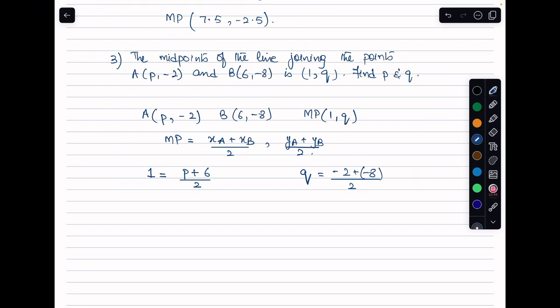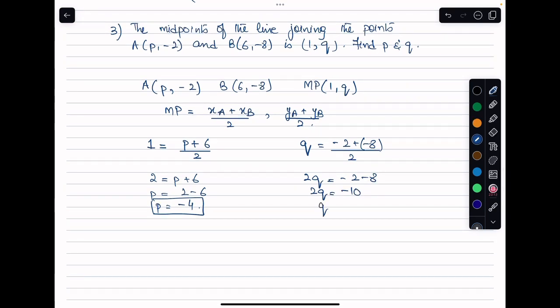So it's just now to solve the equation, and I can say 2 equals P plus 6, or P will be equal to 2 minus 6, giving us P equals negative 4. In this case, I can say 2Q equals negative 2 minus 8, so 2Q is equal to negative 10. Or I can say Q equals negative 10 divided by 2, so Q is equal to negative 5. So this is how I will be finding the P and Q values for the given question.